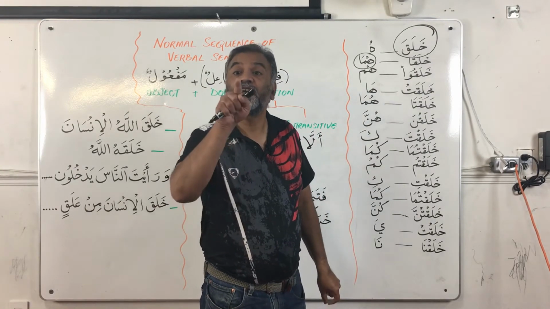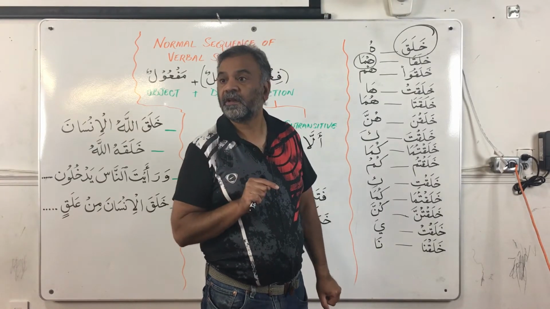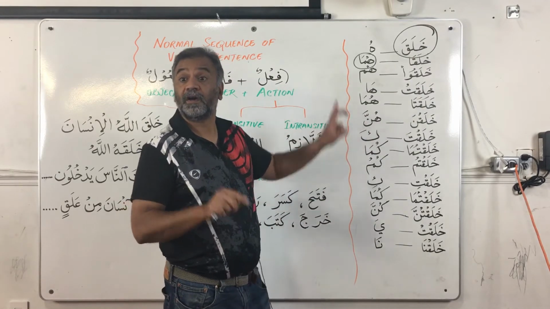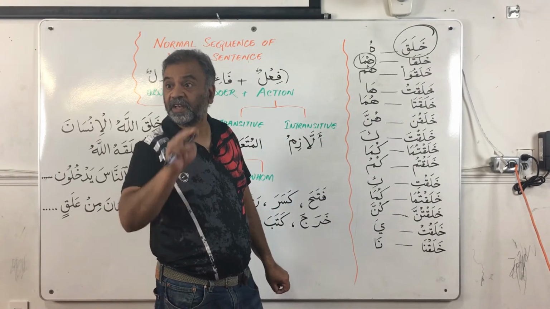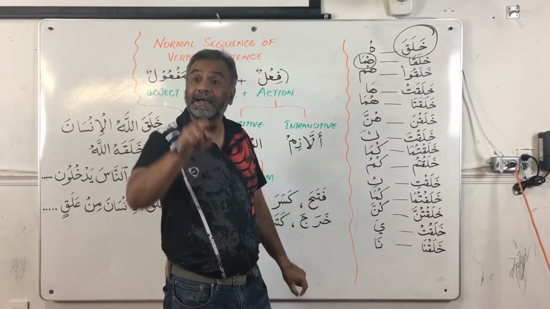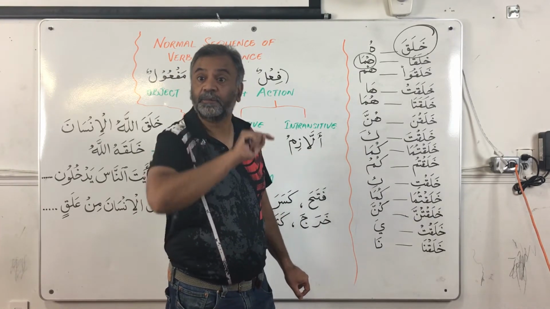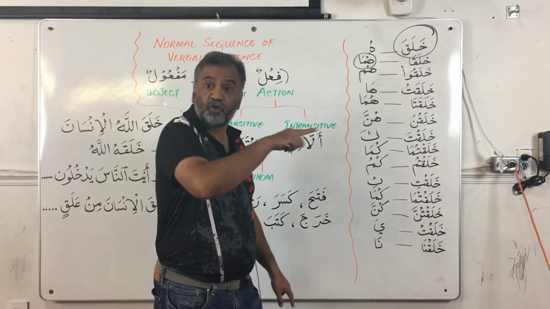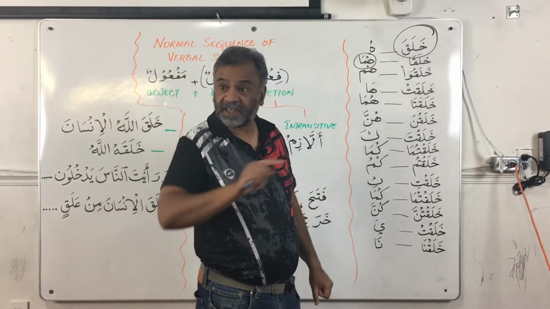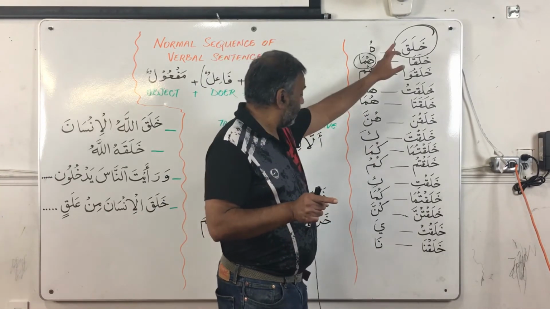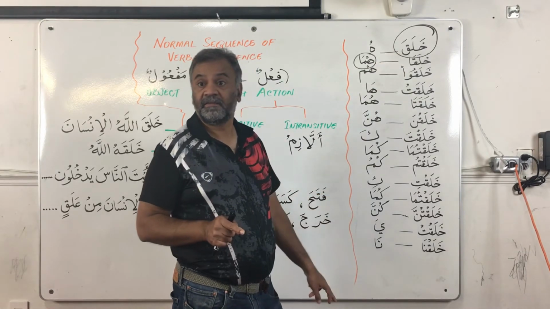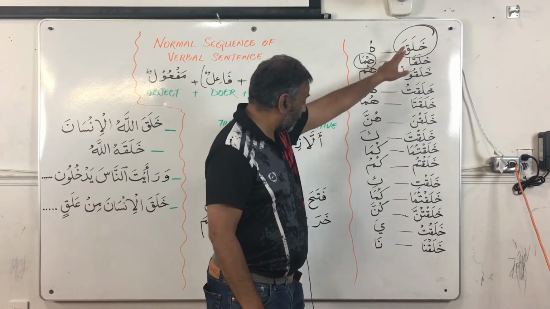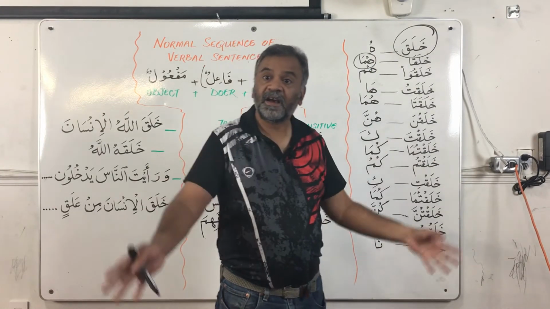Khalaqaka. In Quran, khalaqaka comes many times. He created you, singular, masculine, second person. Khalaqakuma, he created both of you, masculine, second person. Khalaqakum. Khalaqaki, he created you, feminine, singular, second person. Khalaqakuma, khalaqakunna, he created you all, feminine, plural, second person. Khalaqani, he created me. Khalaqana, he created us.